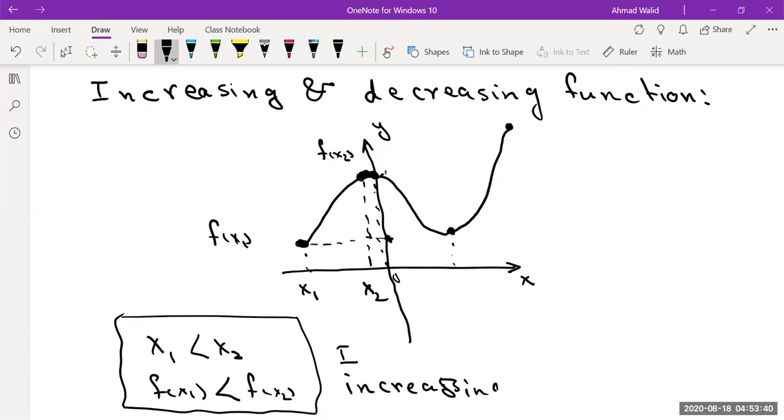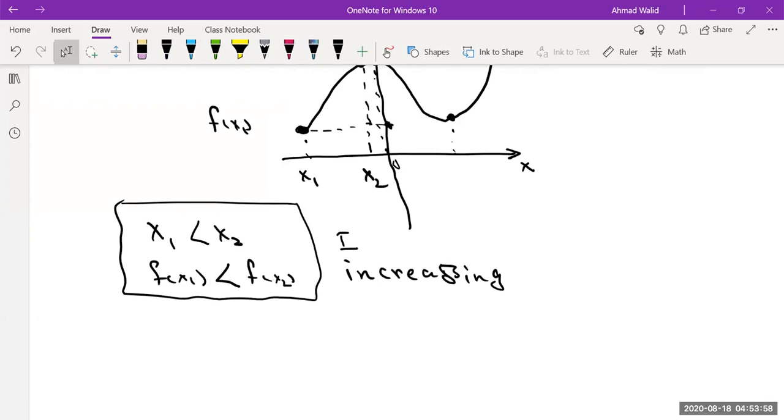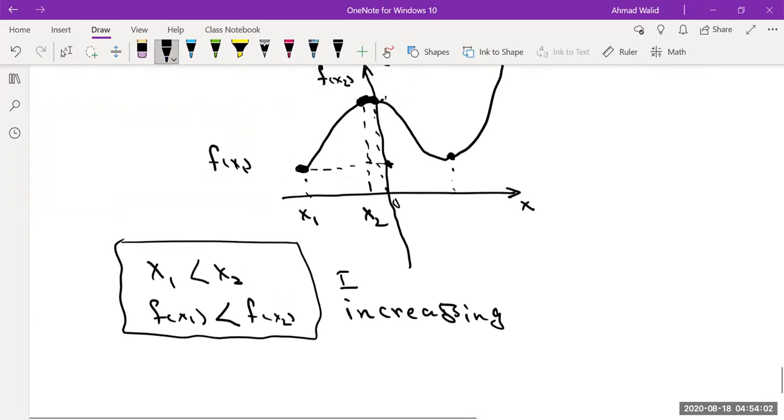Increasing, right? How to know a function is increasing? Always check if x1 is less than x2, then f of x1 should be less than f of x2. In that interval, the function is increasing. Now, how to know the function is decreasing? Let me change the color of my pen. For example, let's check this interval in red.